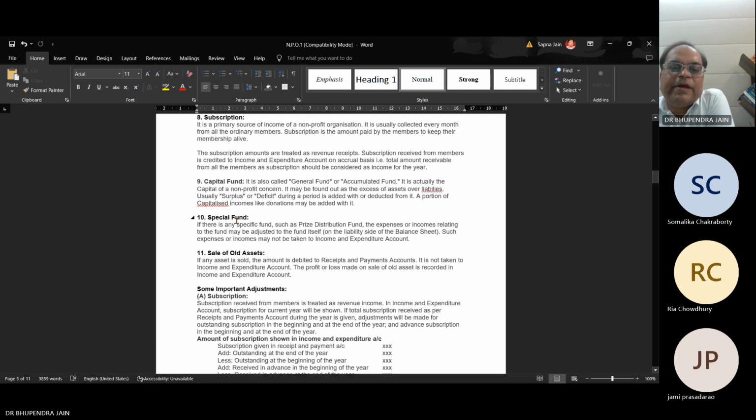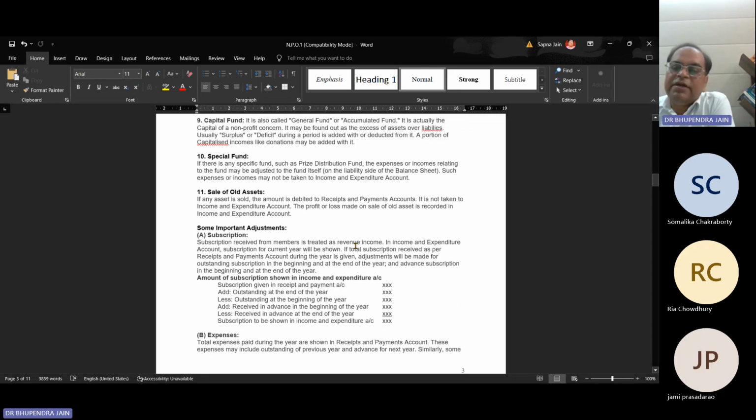Chaliye. Next is the special fund. If there is any specific fund, such as a prize distribution fund, the expenses or the income relating to the fund may be adjusted to the fund itself on the liability side of the balance sheet, and such expenses or income may not be taken to the income and expenditure account. Or we can say it is a fund which is used only for a specific purpose. So this is called the special fund, like the prize distribution fund.